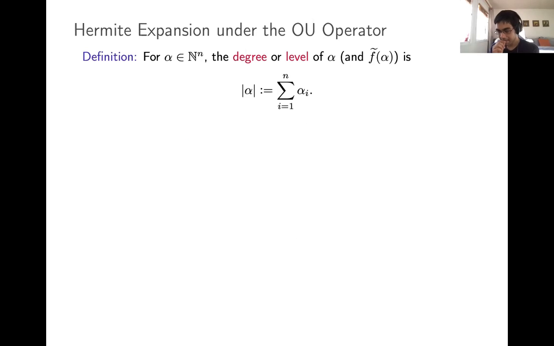And this Ornstein-Uhlenbeck noise operator interacts really, really nicely with the Hermite basis. And before I show you how it does, we'll need some notation. Given an n-tuple of natural numbers, alpha, we're going to be defining the degree or the level of alpha, and also by abuse of notation, the degree or level of a Hermite coefficient f tilde alpha, as the sum of the entries of alpha, and we'll be denoting it by this absolute value of alpha.